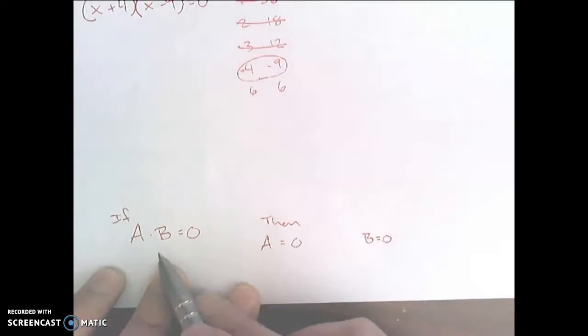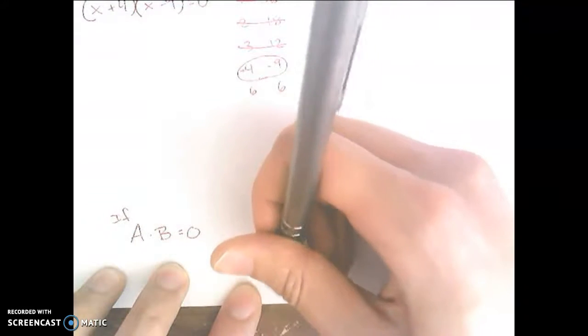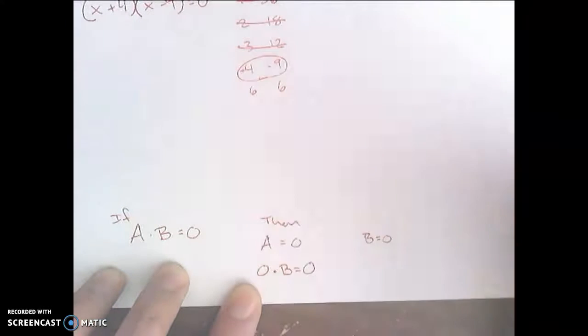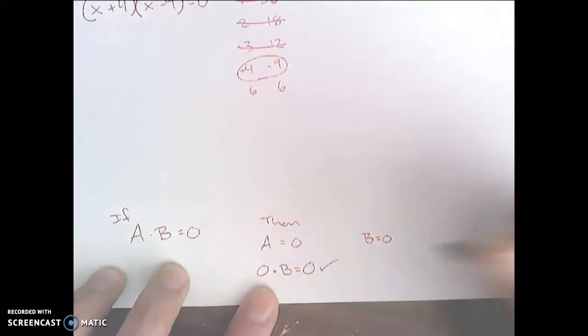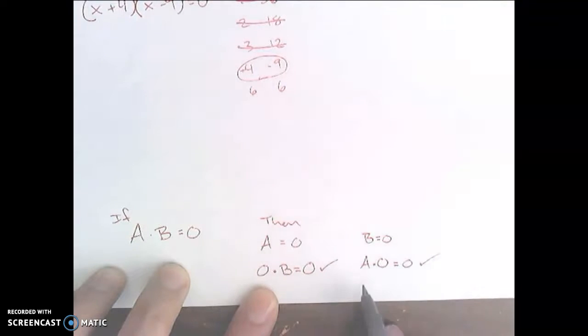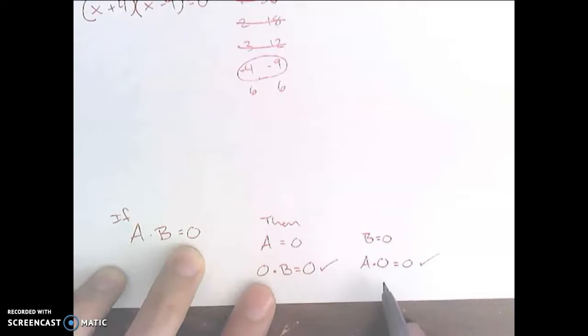So if we have a times b equals 0, if we had a equals 0, we would have 0 times b. Does that equal 0? Yes, it does. 0 times anything. B can be any real number, and we would get 0. The same thing is true if b is 0. So we have a times 0. Does that equal 0? Well, yes, a can be anything. If b is 0, then a times b is also 0. So the zero product property tells us if we have any two numbers multiplied together that equals 0, then one of those numbers has to be 0. At least one of those numbers.